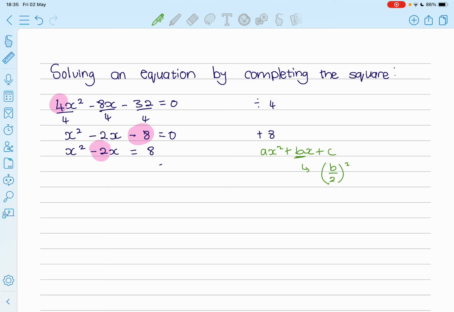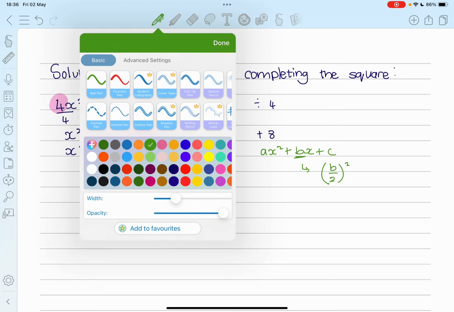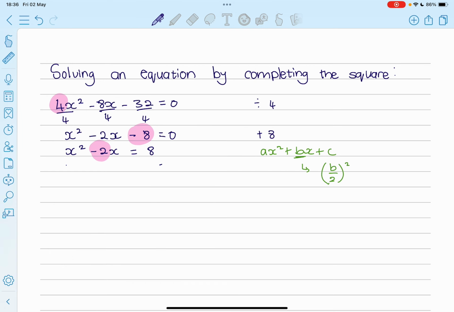But now we have an equal sign. So what we're going to do is add on the left and then also subtract on the left. Let's do it. So we have x squared minus 2x, and then we add negative 2 divided by 2, squared, and then we subtract negative 2 divided by 2, squared, equal to 8.